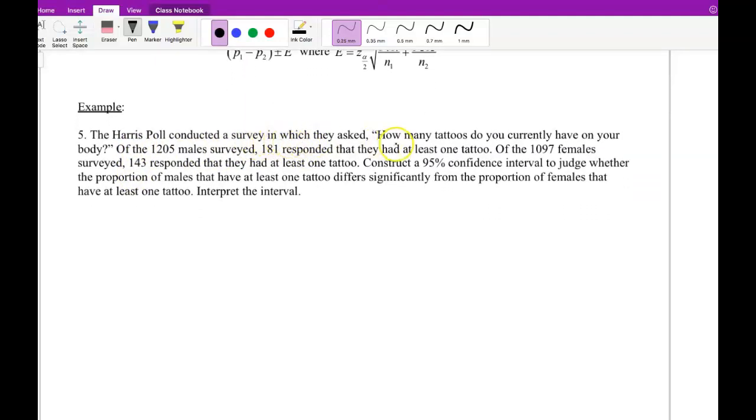Here again we have a survey, and they ask how many tattoos do you currently have on your body. Of the 1,205 males surveyed, 181 responded that they had at least one tattoo, and of the 1,097 females surveyed, 143 responded that they had at least one tattoo. Construct a 95% confidence interval to judge whether the proportion of males that have at least one tattoo differs significantly from the proportion of females that have at least one tattoo.